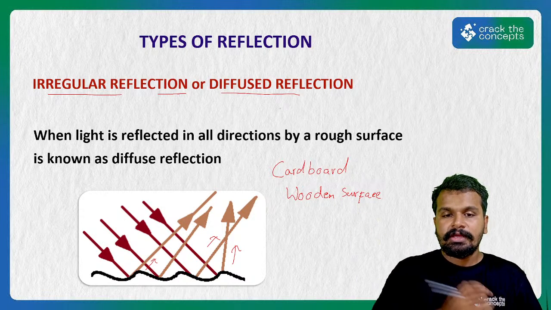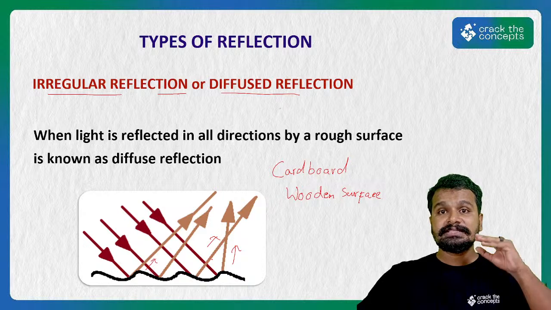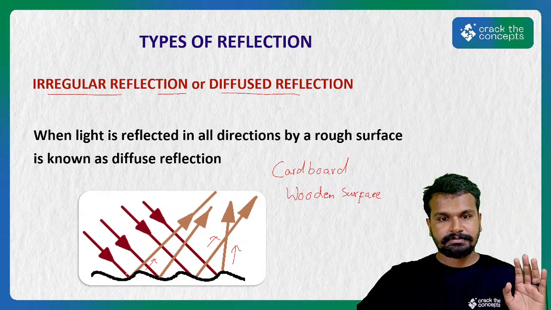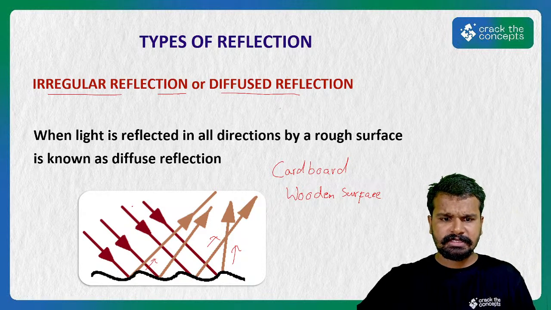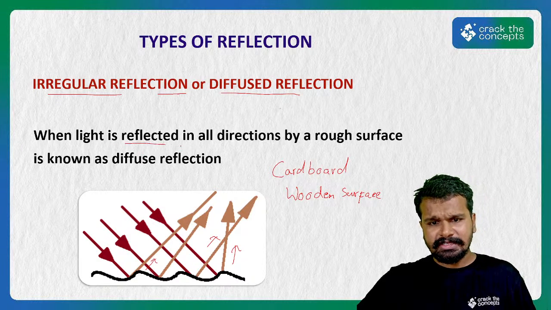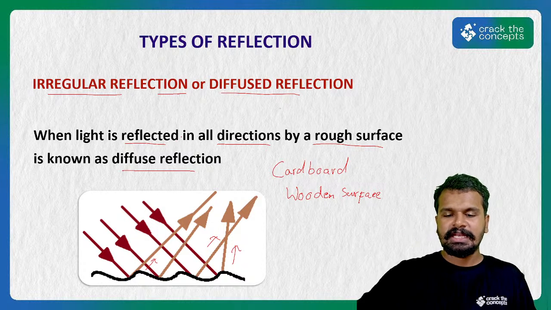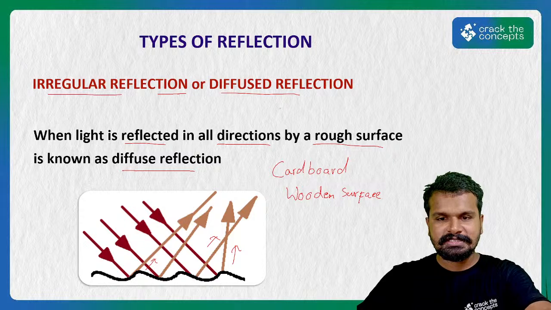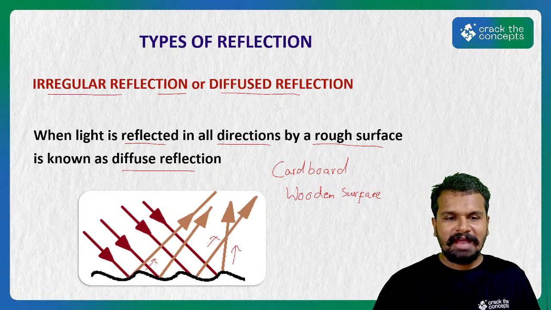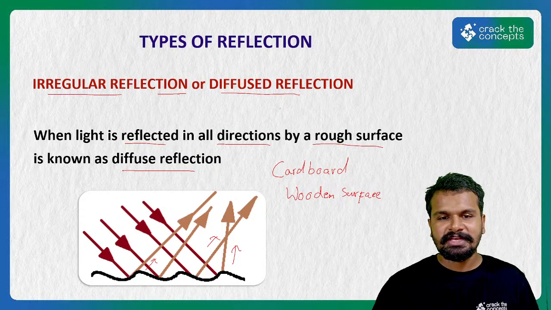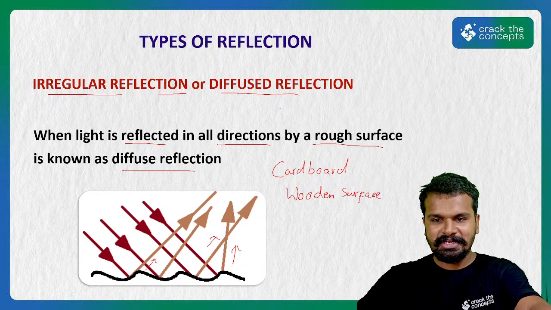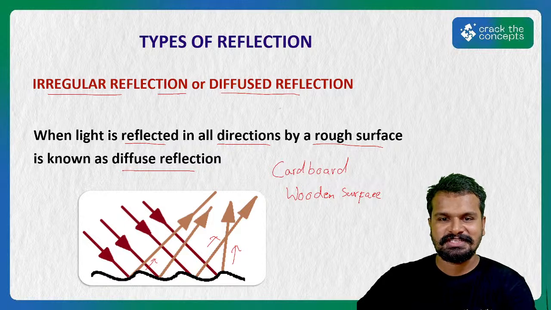So when does it occur? When light gets incident on a rough surface. Is it clear? Simple, right? When light is reflected in all directions by a rough surface, it is known as diffuse reflection. Clear? If you have any doubts, you can please ask me in the comment box.